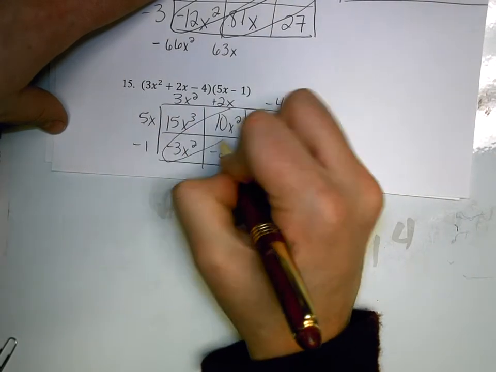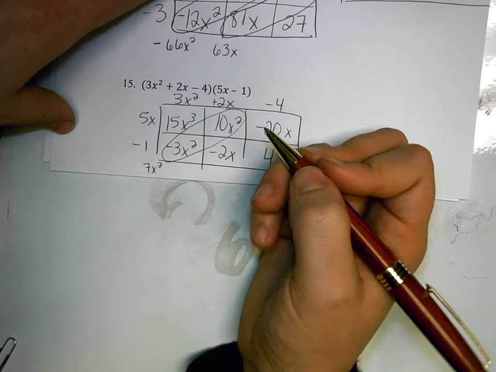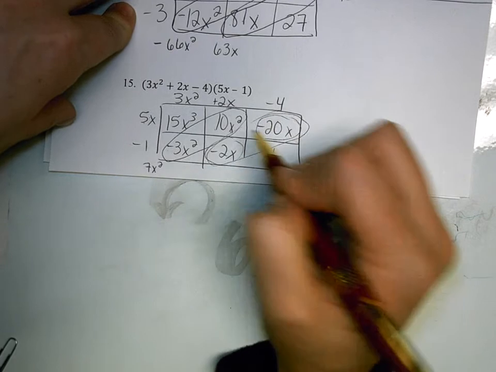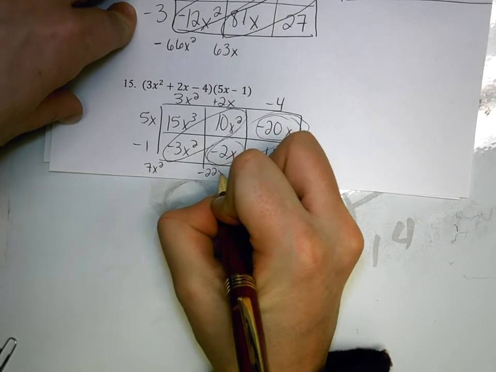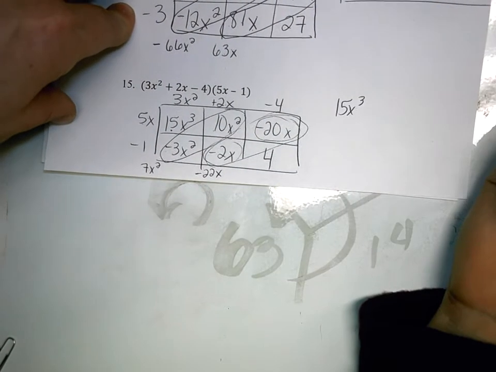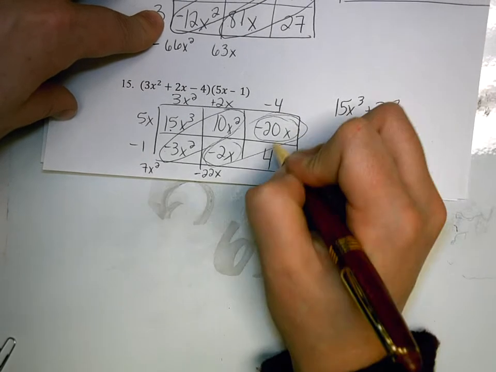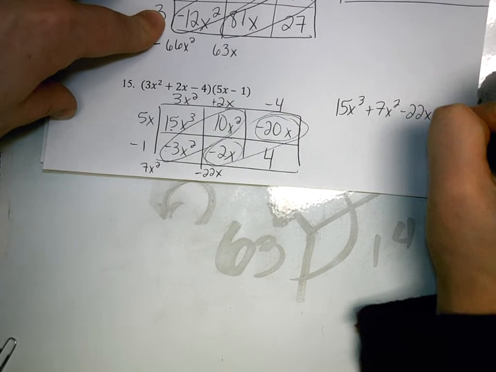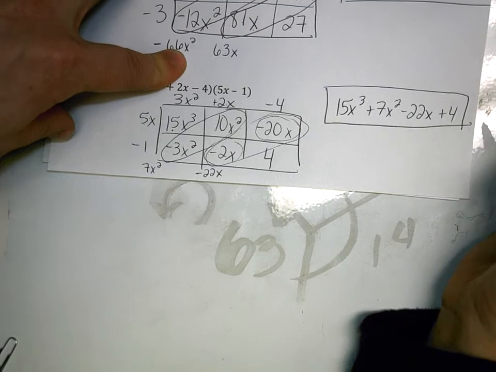Combining these like terms, 10x squared minus 3x squared gives me 7x squared. Negative 20 and negative 2, sorry, those are like terms, so that's why I am circling them. That gives me negative 22x. 15x cubed does not have any like terms, so I'm going to write that down. I combined those and I got 7x squared, and I combined those, got negative 22x, and positive 4 has no like terms either, so that just goes at the end. That is my final answer.